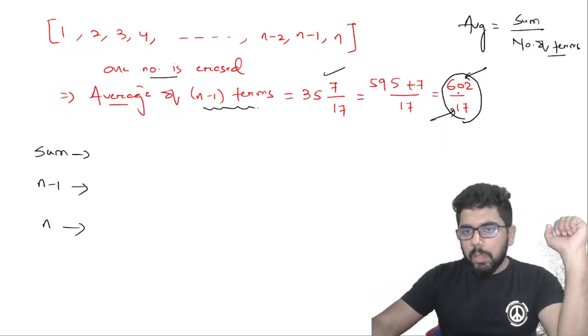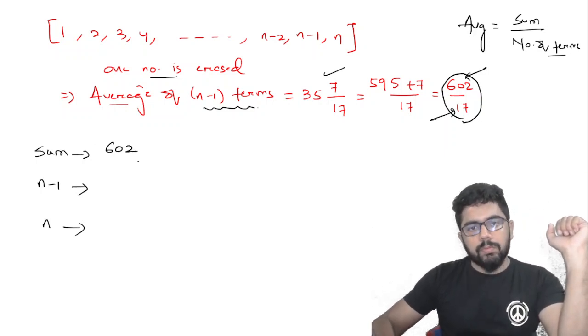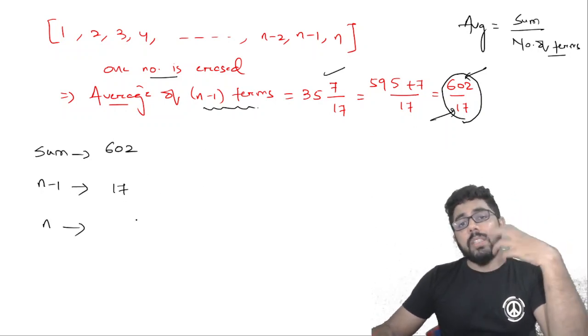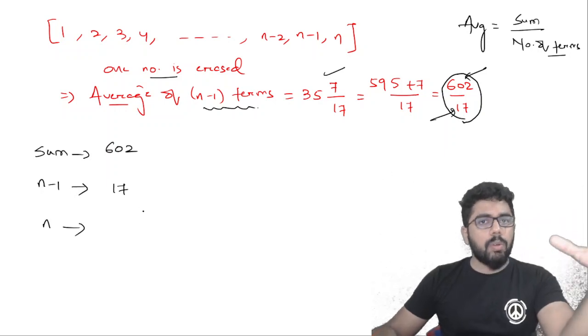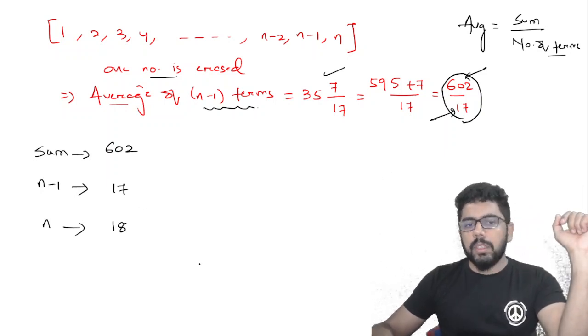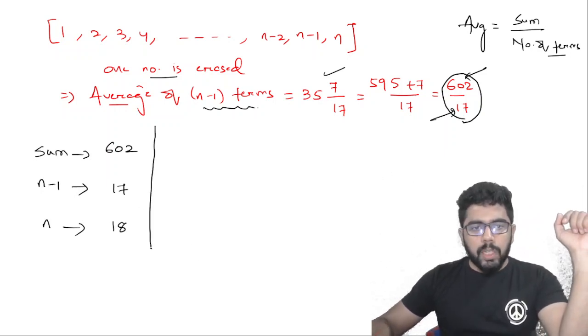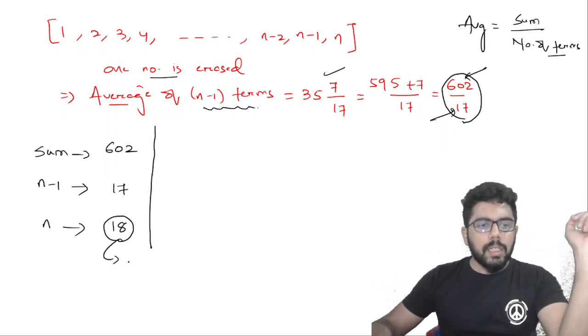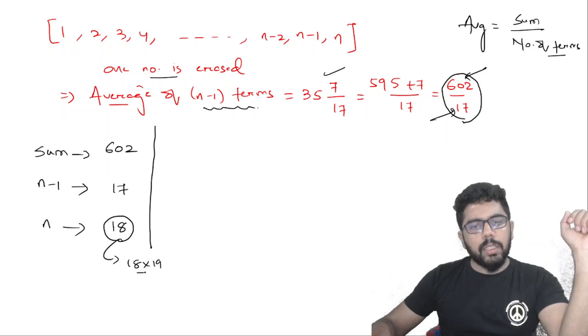If the sum comes out to be 602, then n minus 1 in that case will be 17. So you got 17 terms after having erased one term. That means the actual number of terms is 18. Now if the actual number of terms is 18, what is the sum of the first 18 natural numbers? It is 18 into 19 by 2.